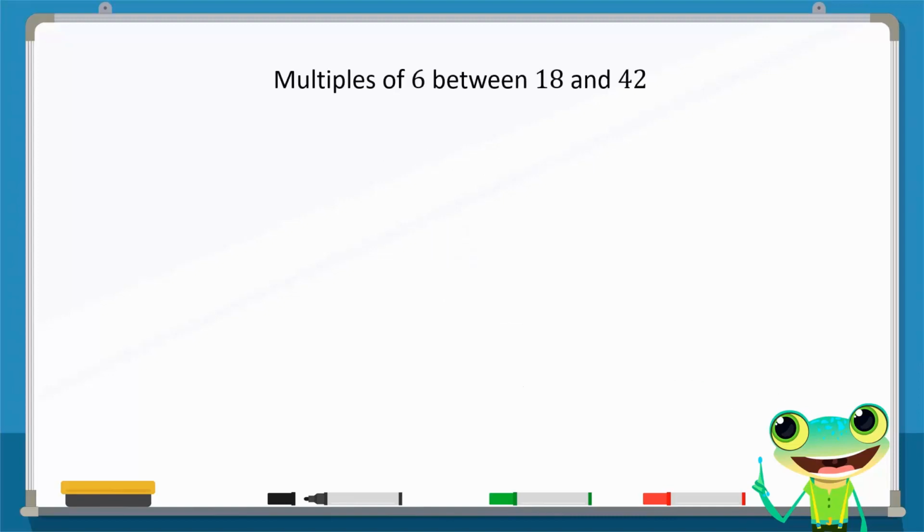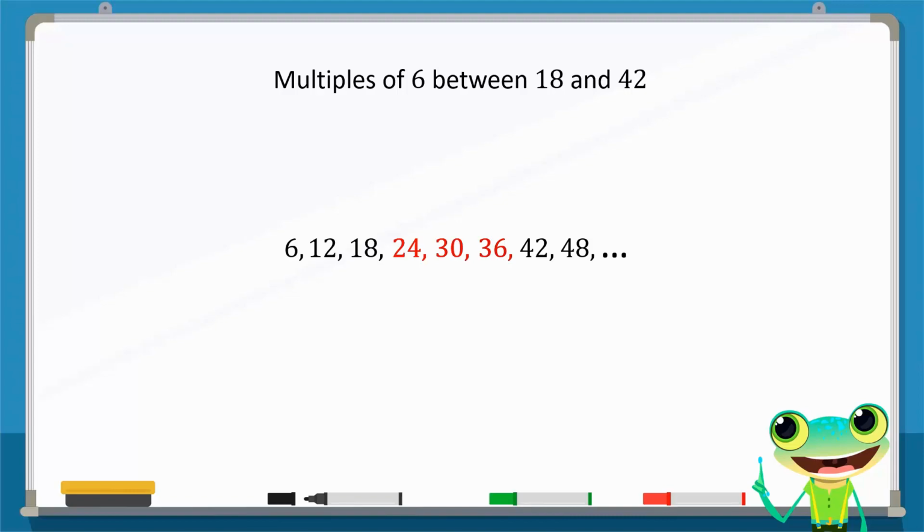Moving on, can you find multiples of 6 that are between 18 and 42? Multiples of 6 are 6, 12, 18, 24, 30, 36, 42, 48, and on and on. So the multiples between 18 and 42 are 24, 30, and 36.